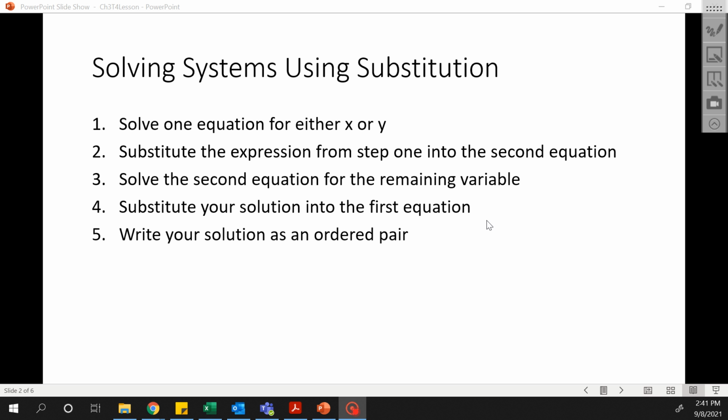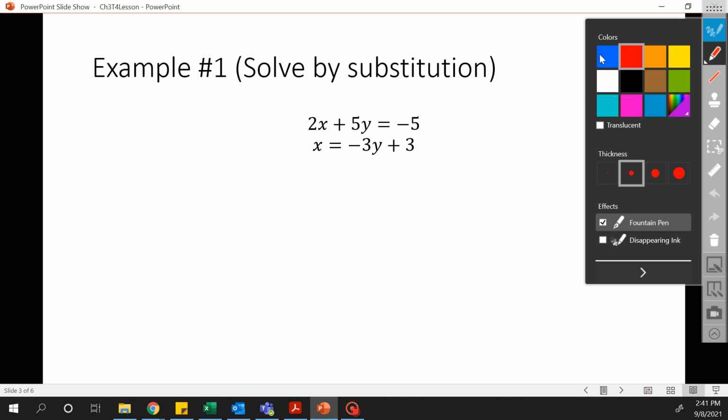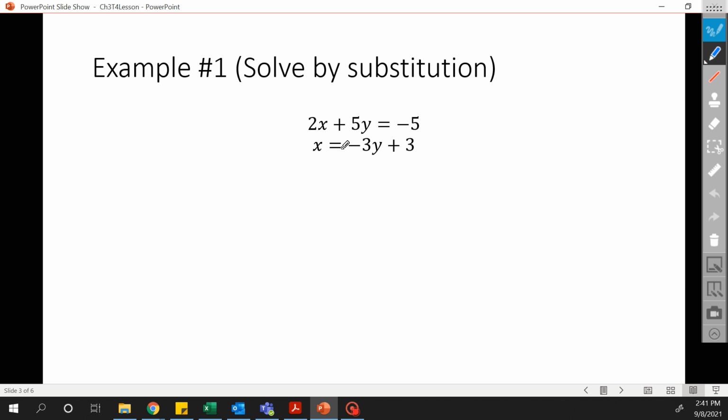Here are the instructions. The main idea is that one of your equations will be solved for one of the variables, either x or y, and then that expression will be substituted into the other equation for that variable. The idea is that when you do the substitution, one of the equations ends up having only one of the variables in it. In this problem, you can see one of the equations is already solved for x.